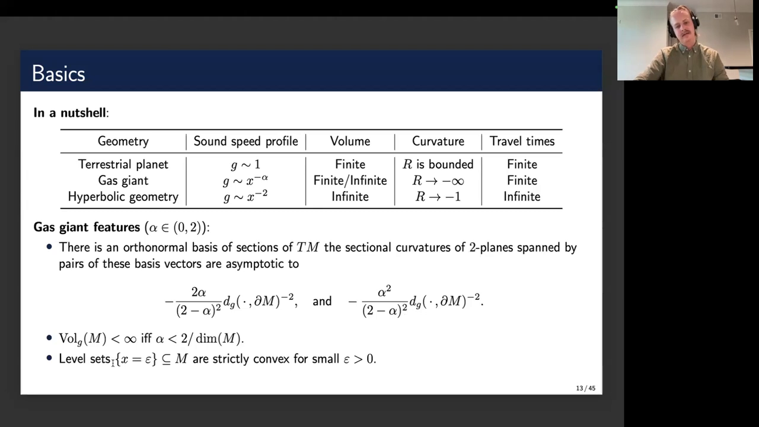And one nice thing about gas giants is that if you cut your manifold at an epsilon amount inside, then you create a hypersurface inside a submanifold, which is always strictly convex from the inside. And this usually has nice effects when you try to do geometric inverse problems. So this helps you with regularity theory, let's put it this way. Okay.